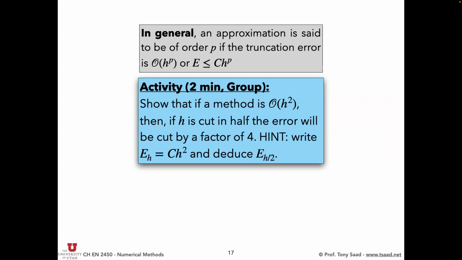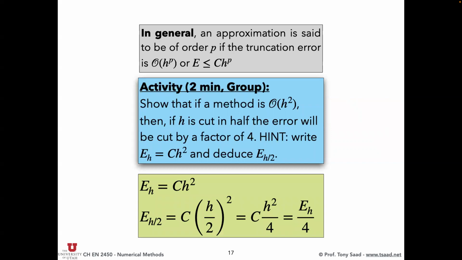I hope you tried to run it by hand. That's fairly obvious. The error at spacing h is C h squared, and the error at spacing h over 2 is C times h over 2 squared. So that gives you C h squared over 4, which is E h over 4. So you cut the error at spacing h by a factor of 4, which is tremendous.